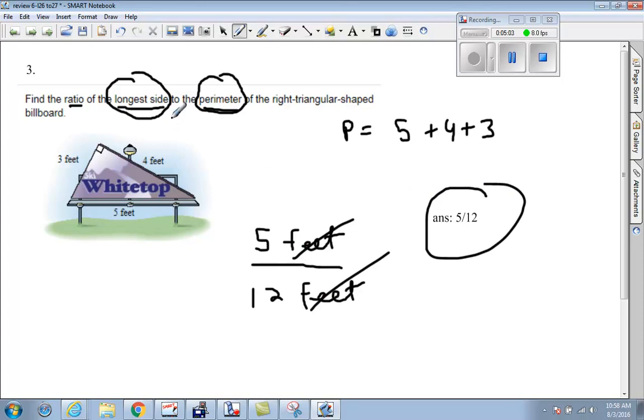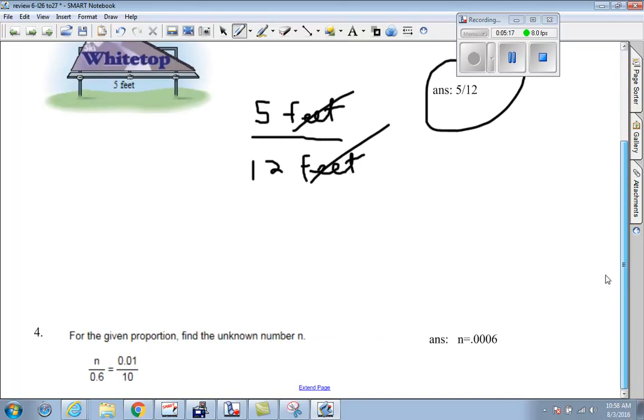So the big thing is the reading. So when I see the word ratio, I know I have to make a fraction, and then longest side, that's going to go in the numerator, and perimeter, that's going to go in the denominator. Okay, let's head to the next one.